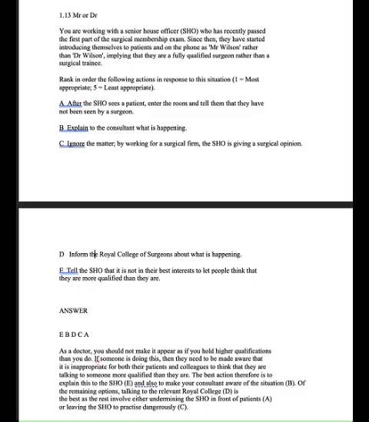Of the remaining options, talking to the relevant Royal College is the best, as the rest involve either undermining the SHO in front of patients, A, or leaving the SHO to practice dangerously, C.